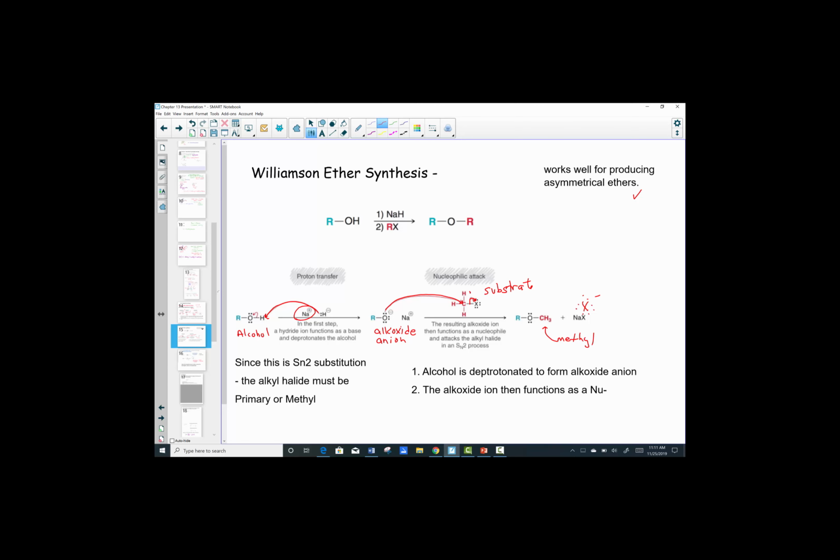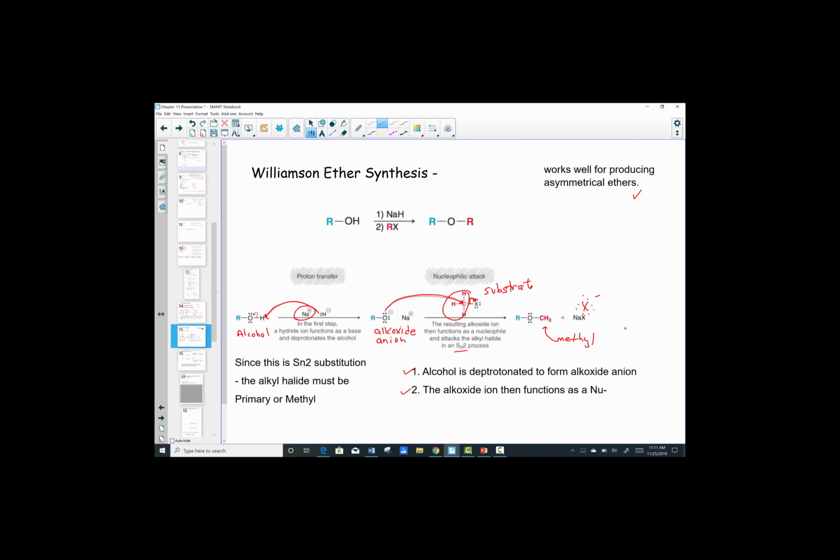That methyl group just simply came from whatever is attached to the halogen in that primary substrate. So this is an SN2 process, the nucleophilic attack of an electrophilic carbon on the substrate. The alcohol is deprotonated to form an alkoxide ion and then acts as the nucleophile as it attacks a substrate.